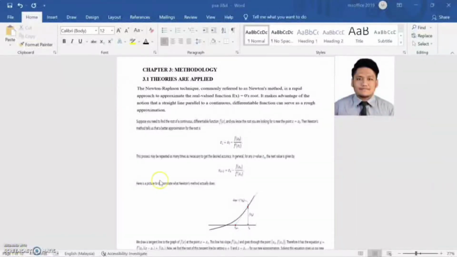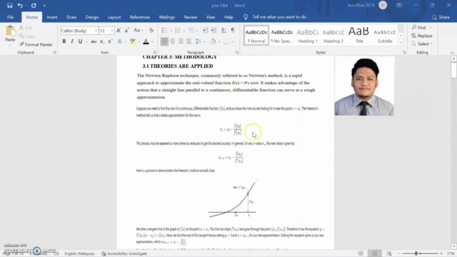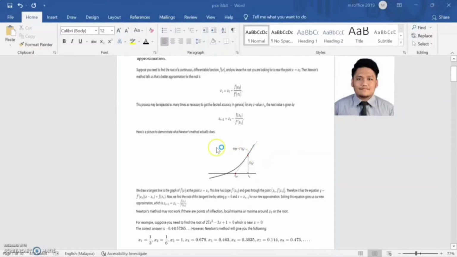Assalamualaikum warahmatullahi wabarakatuh. My name is Muhammad Awais bin Yusuf, and today I will present about Chapter 3 Methodology. Theories are applied. The Newton-Raphson method, commonly referred to as Newton's method, is a rapid approach to approximate the real value function f equal to 0 roots. This is the formula for the Newton-Raphson method, and this is the picture to demonstrate what Newton's method actually does.